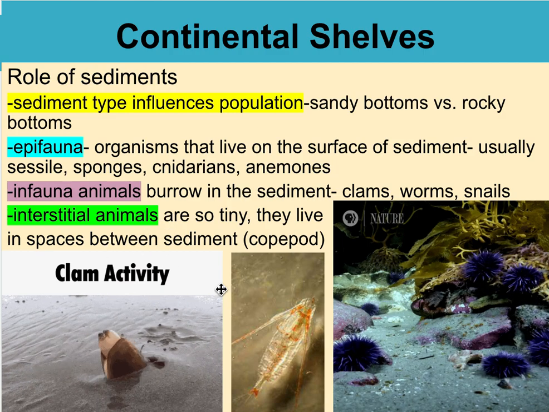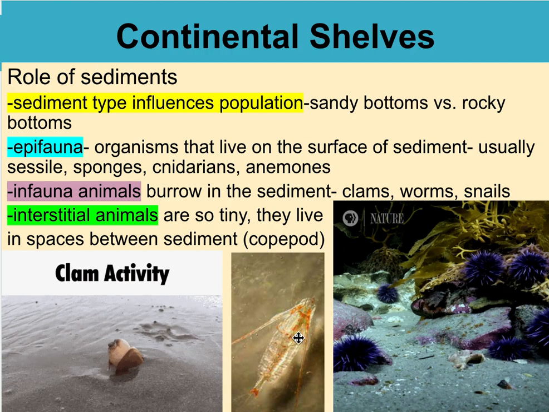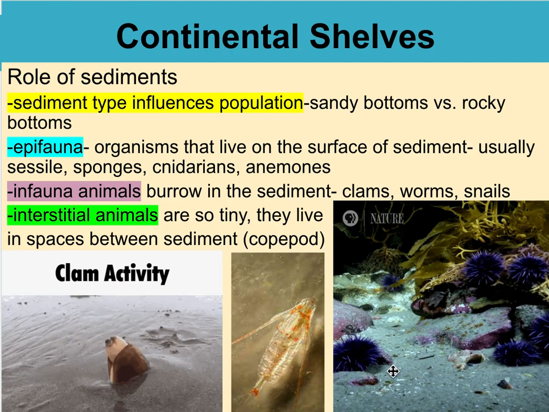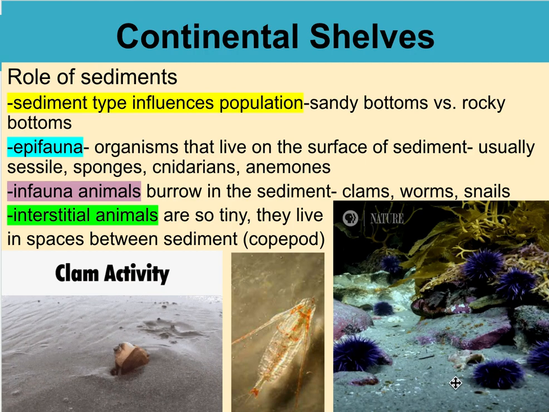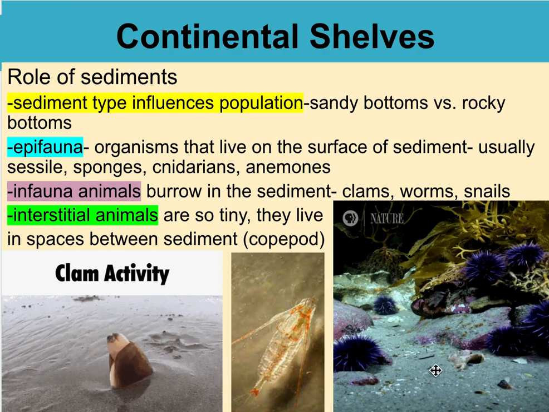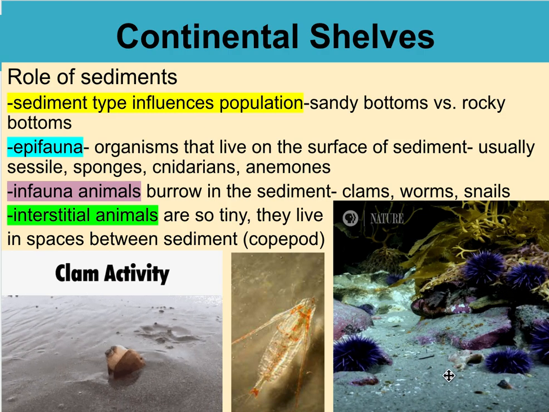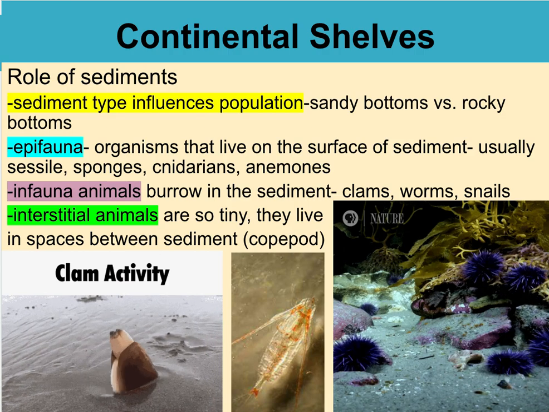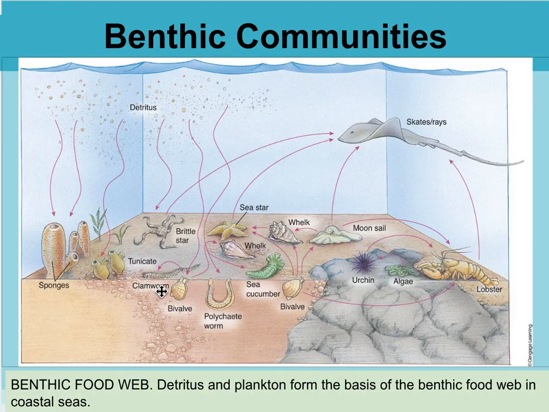Then it's hard to picture because they're so tiny. I put the picture of the copepod here, but a copepod, for instance, or some other plankton can be so small that they don't have to burrow in between the sand. They can literally, if the sand is coarse enough, fit in between the sand particles. So that would be called an interstitial type of animal.